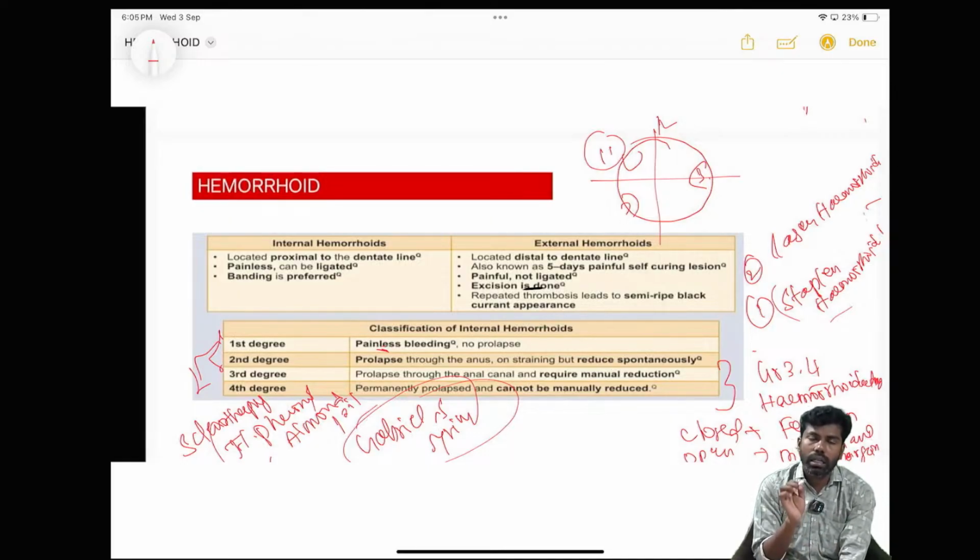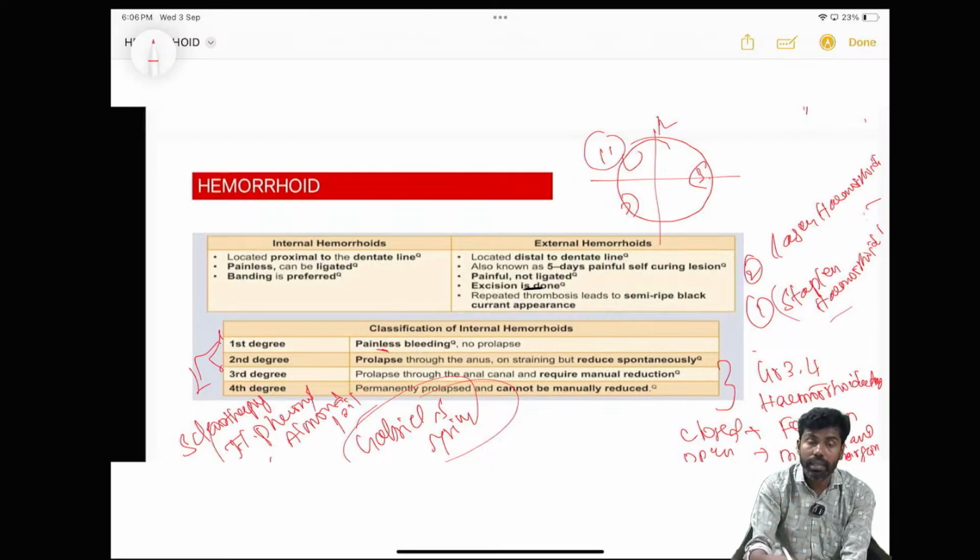If you are seeing any hemorrhoid lesion at 3, 7, 11, that is called primary hemorrhoids. Apart from these, any other sites are called secondary hemorrhoids. Everyone knows that primary hemorrhoids are at 3, 7, 11. But the standard book says not 3, 7, 11; they give another name for it.